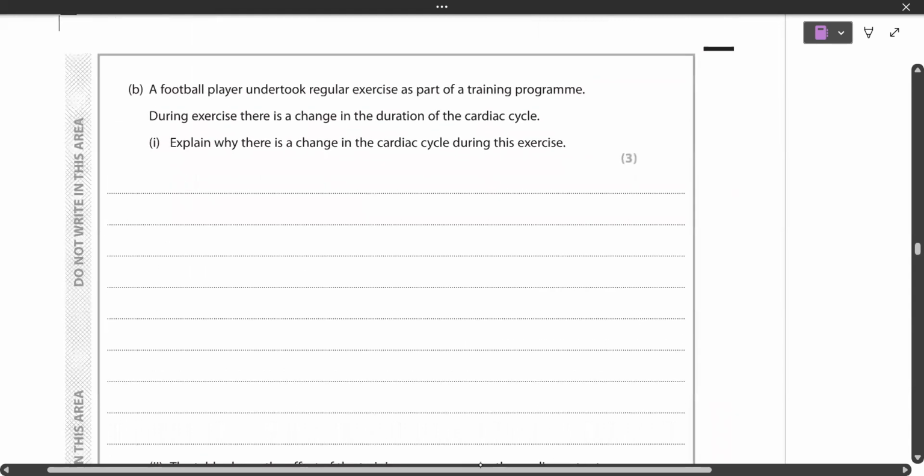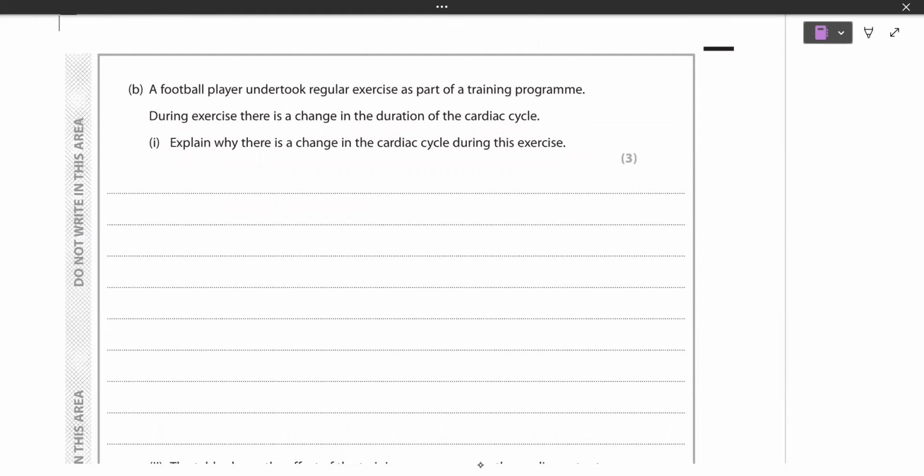Question B. A football player undertook regular exercise as part of training program. During exercise there is a change in the duration of the cardiac cycle. Explain why there is a change in the cardiac cycle during exercise.